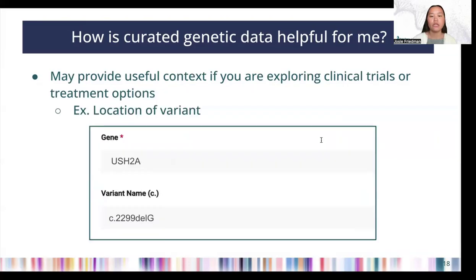Another example of information you may find valuable in the curated report is the location of your variant. For instance, in Usher syndrome, a rare condition that affects hearing and vision, there is an ASO-based experimental therapy that is directed at variants only in exon 13 of the USH2A gene. Exons are sections of a gene that provide the instructions for making proteins. Exon 13 is one of these specific sections.